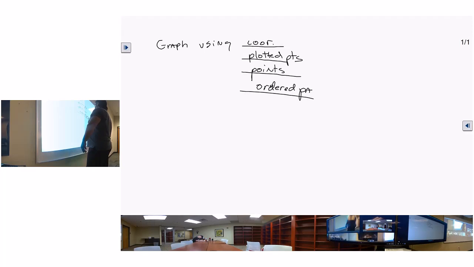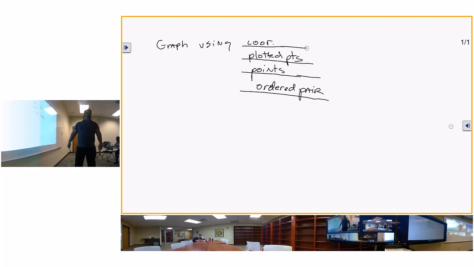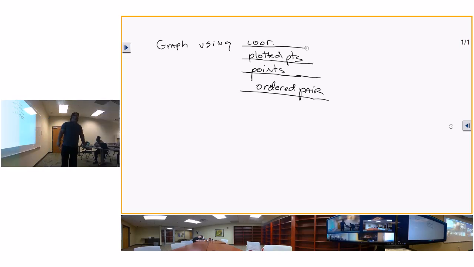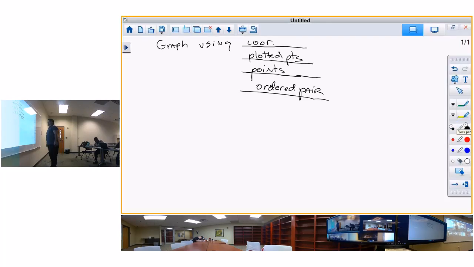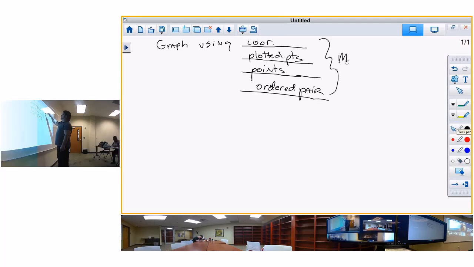So I want you to write those down, because if you don't use the correct method, you can graph the correct line but get it wrong. Now I'm going to say that again. If you don't use the correct method, you will get the line correct, and you'll get the problem marked wrong. So if you see graph using coordinates, graph using plotted points, graph using points, graph using ordered pairs, if you see those directions, you're going to use method 1.